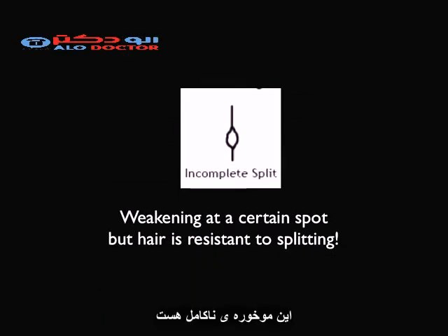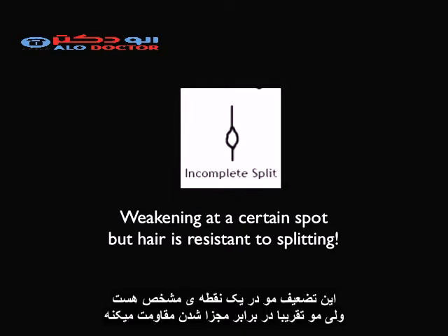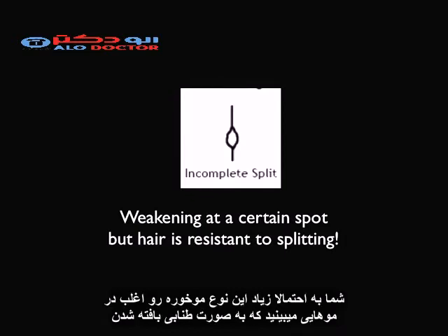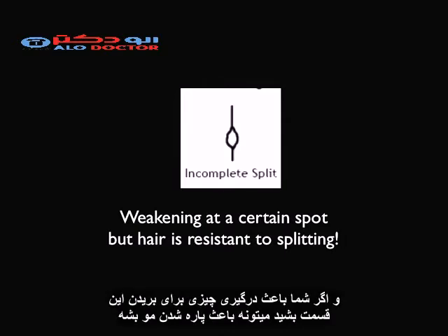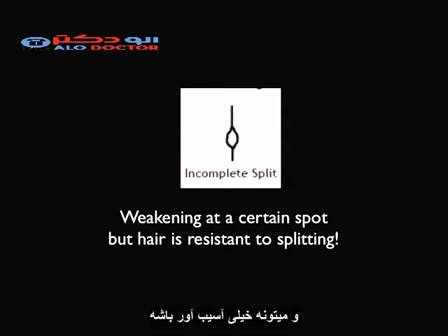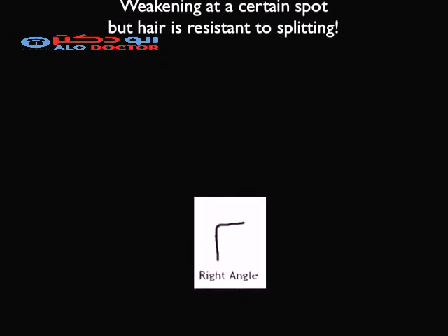This is the incomplete split. This is a weakening at a certain spot, but the hair is pretty resistant to splitting. You will probably mostly see these in virgin hair that has been rough handled, but this must be cut, although it's not a complete split, because if you get anything caught within that hole, it's going to basically rip your hair in two and can be very damaging.